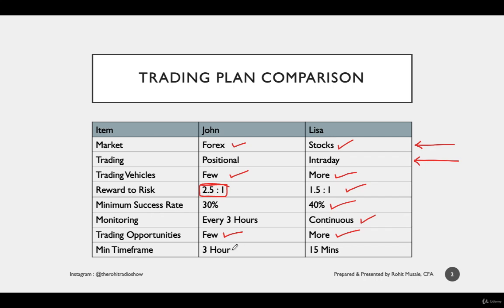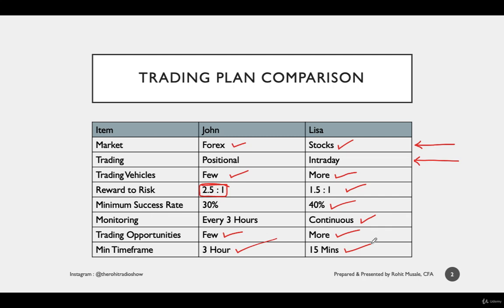And of course, the time frame, 3 hours is the minimum time frame. He can't go below that because he doesn't have time to do trading all day. 15 minutes is the lowest time frame for Lisa. She can't go to 10 minutes, 5 minutes, 2 minutes and 1 minute charts. 15 minutes is manageable for her. Maybe she can check the charts every 15 minutes. Maybe she can check them every half an hour.